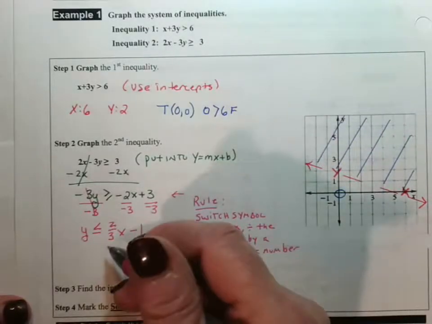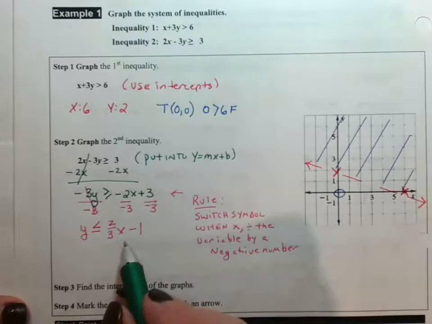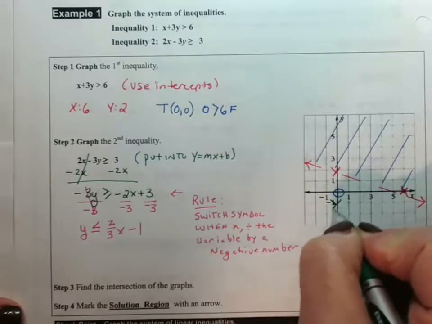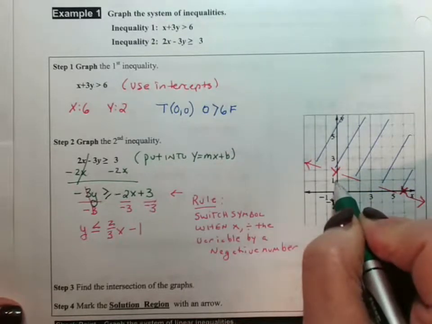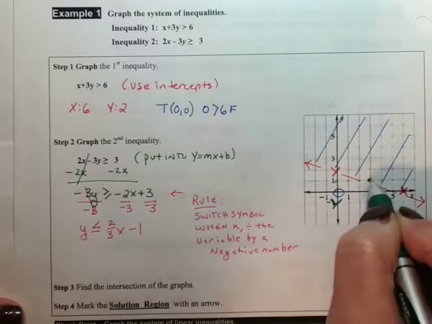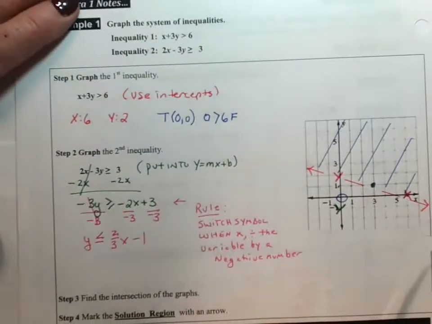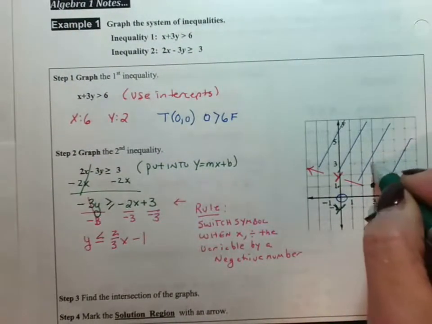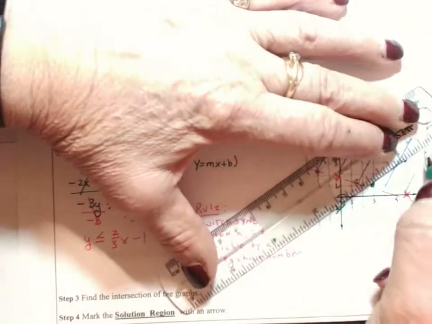So now I'm going to graph that. So my y-intercept is at negative 1. I go up 1, 2, over 3, 1, 2, 3. Okay. And I could do that again up to over 3. This is a solid line. I draw it.